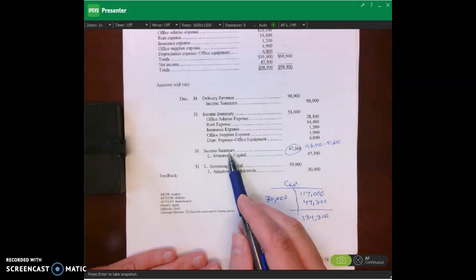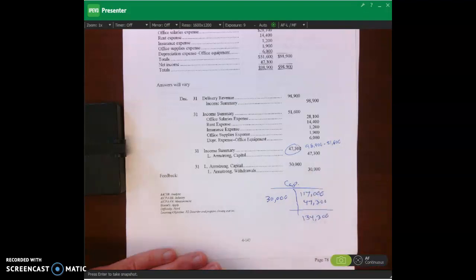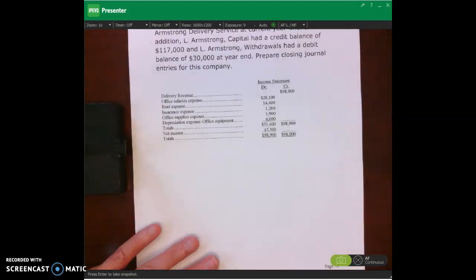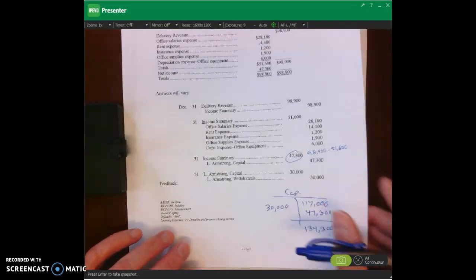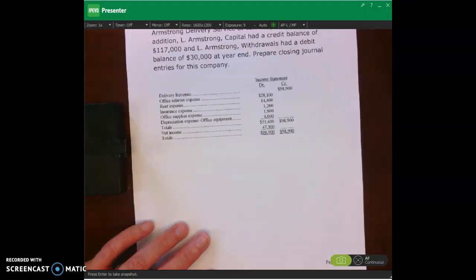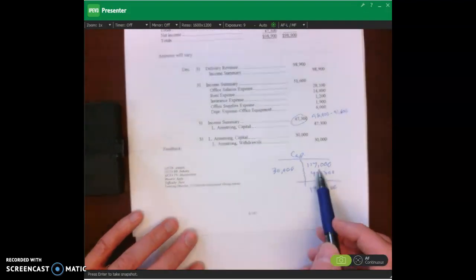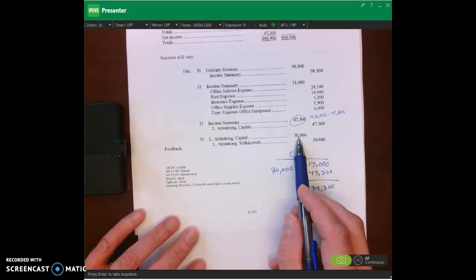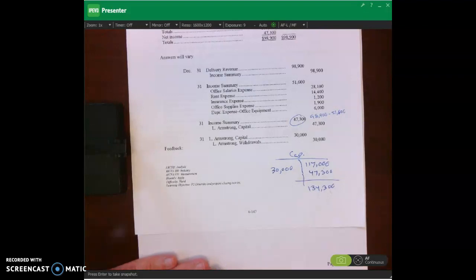But the journal entry would be a debit to income summary for $47,300, credit to capital $47,300, and then the last one is our withdrawals. To figure out our withdrawals, we had to look up here. We had $30,000 in withdrawals right up there. So it's a debit to capital, credit to withdrawals $30,000. And then here I'm showing you how to figure out the balance in capital. We were told right up here that it had a credit balance of $117,000 to start off with. $117,000 plus the $47,300 right over here minus the $30,000 from withdrawals gives us an ending balance of $134,300. That is our ending balance in capital.